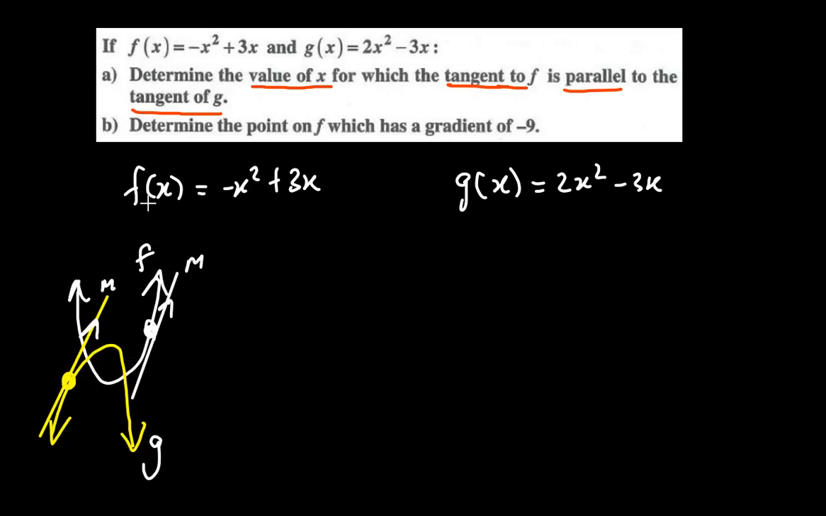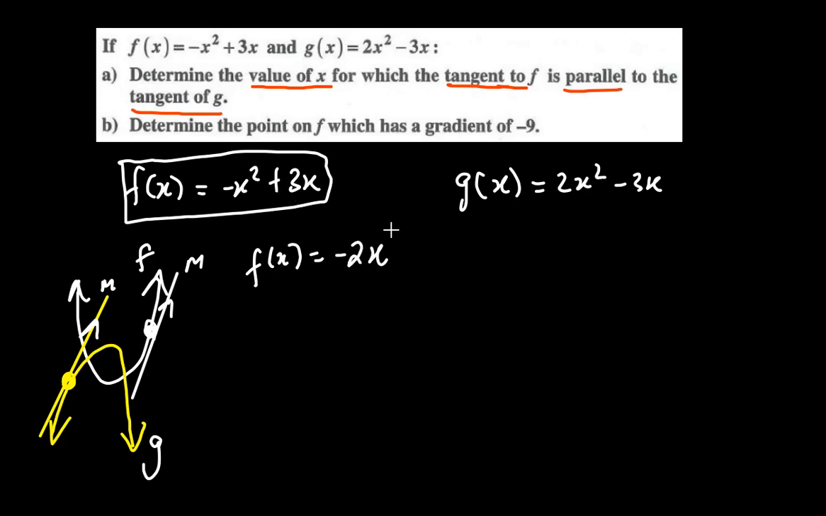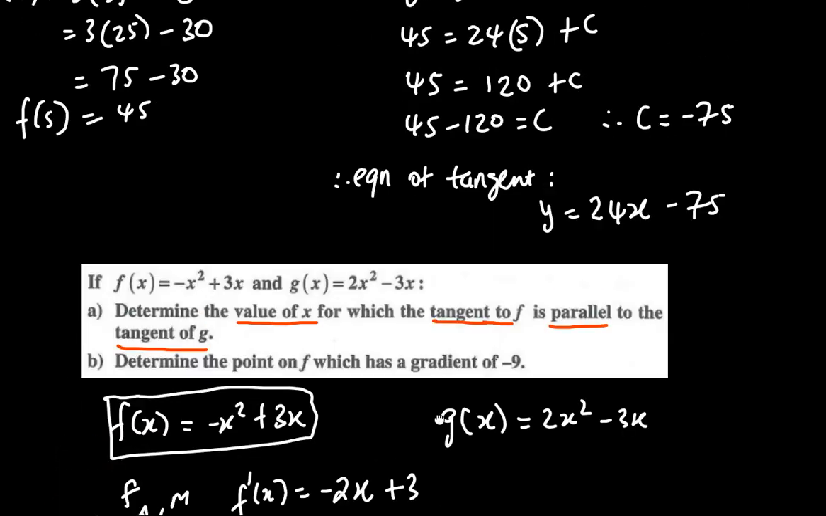So now let's start first by saying, if I have f of x, how do I get the gradient of the tangent to f? I'm going to find the derivative of f. If I find the derivative of f, I'm going to have negative 1 times 2, that will be negative 2, and then x, because 2 minus 1 is 1, and then plus 3. I'm just applying the rules. Okay, so this is the derivative of f. Remember, what does this derivative of f give me? It gives me the gradient of f.